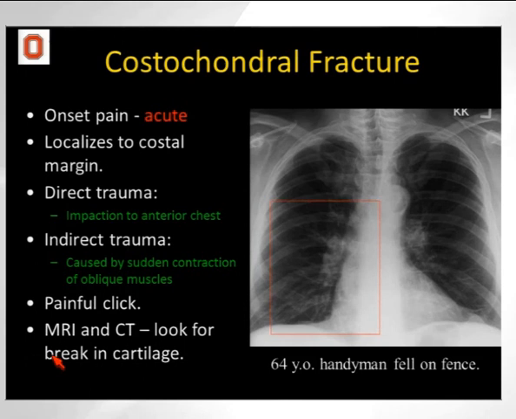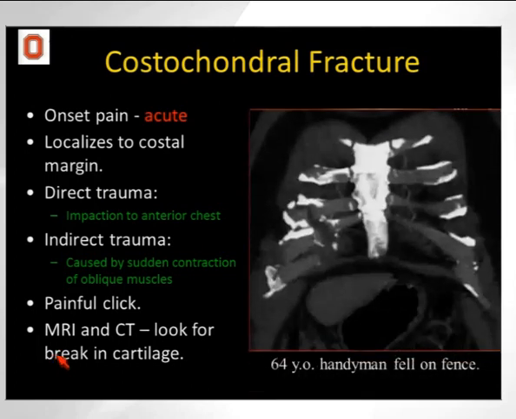This patient fell on a fence. That's a very typical history. It may be someone who's riding their bike and falls off their bike and hits their chest. And the CT is quite diagnostic. Notice that there's fractures of the cartilage of ribs 6 through 8 on the right side.